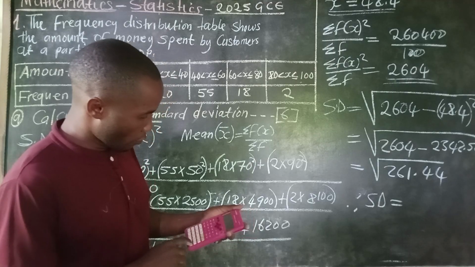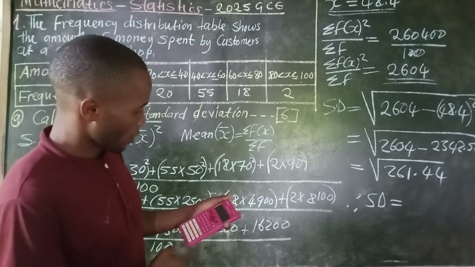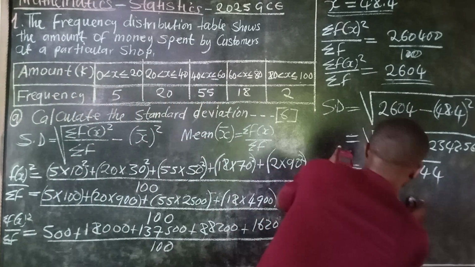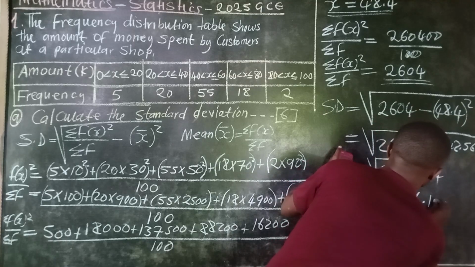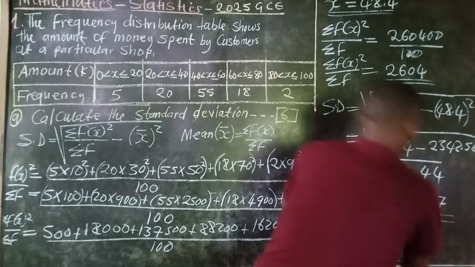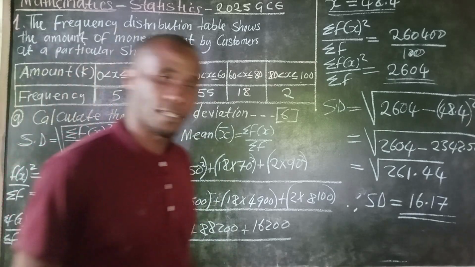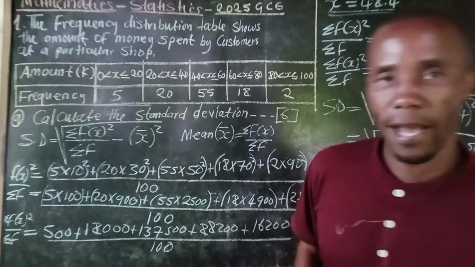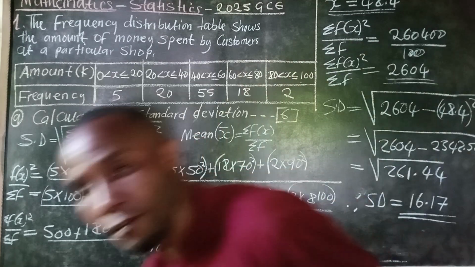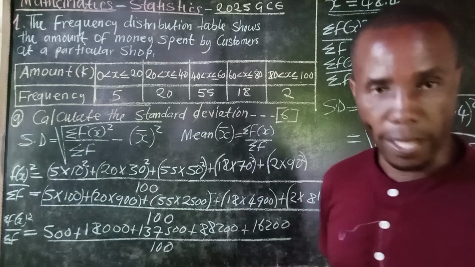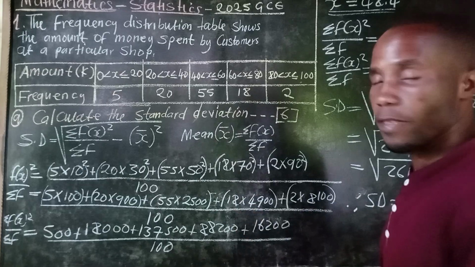Then standard deviation is equal to, we can now square root that one. So the answer now will be 16.17 as our standard deviation. So once you have answered like this, it means the 6 marks is yours. Okay, so this is how we answer standard deviation in the simplest way. Rather than using a table, this one will just go direct, then you come up with the answer.